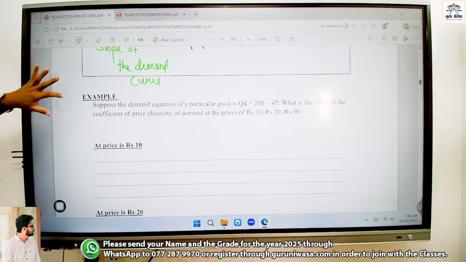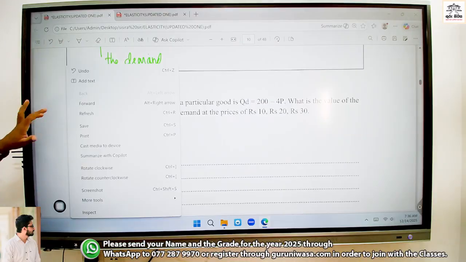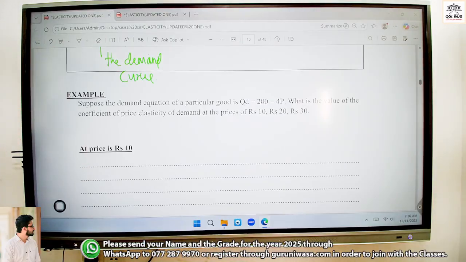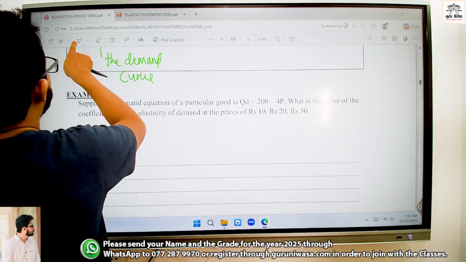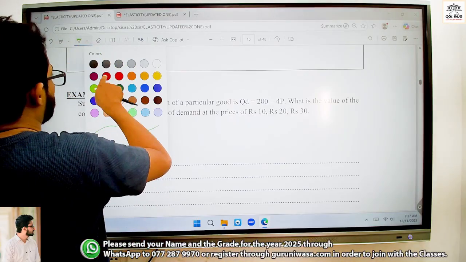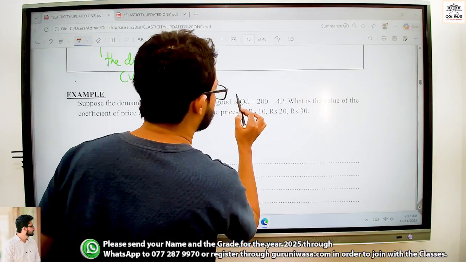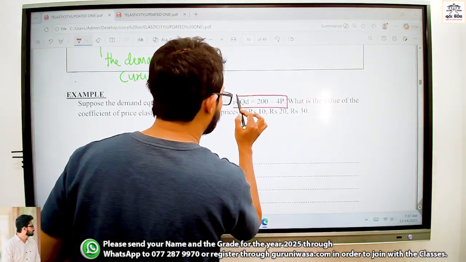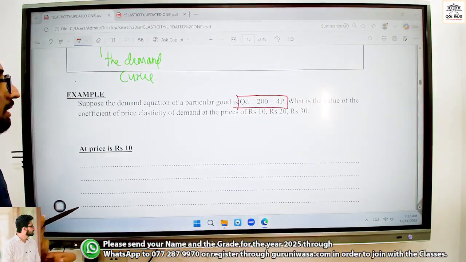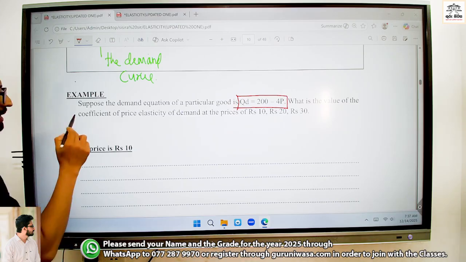Let's do example number 1. Suppose the demand equation of a particular good is 200 minus 4p. Now you are given the demand equation, not a table including price and quantity demanded. This is the demand equation. Now, what is the value of the coefficient of price elasticity of demand?